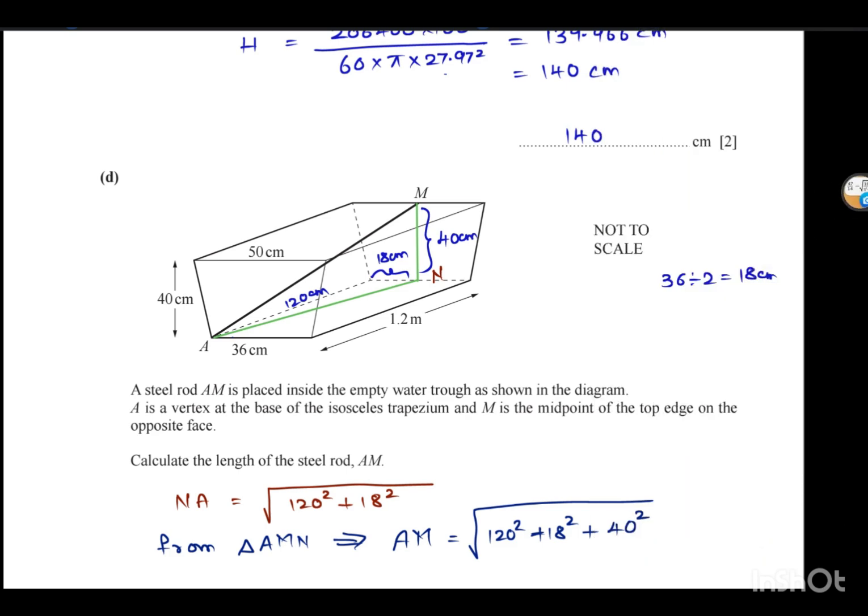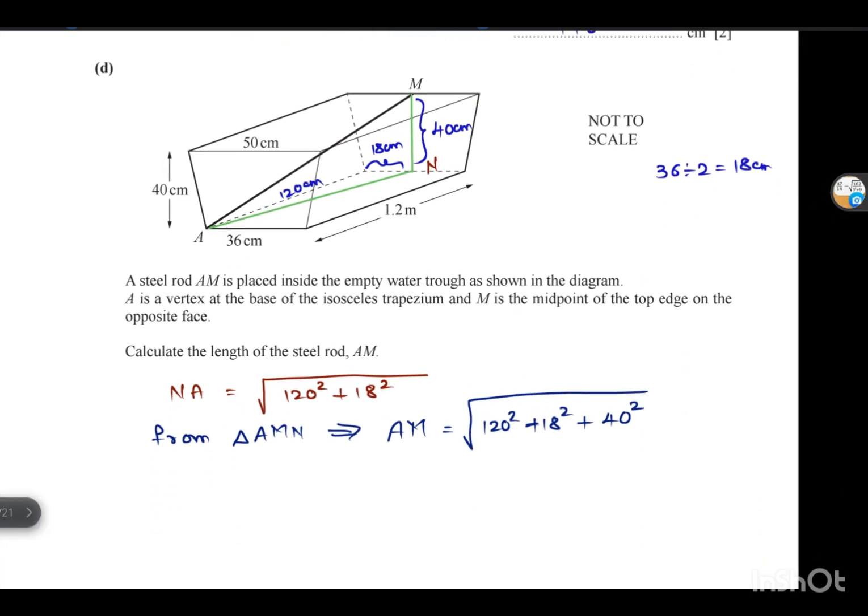127.765, that is equal to 127.765 centimeters. So if we round it to 2 decimal places, 127.77 centimeters.